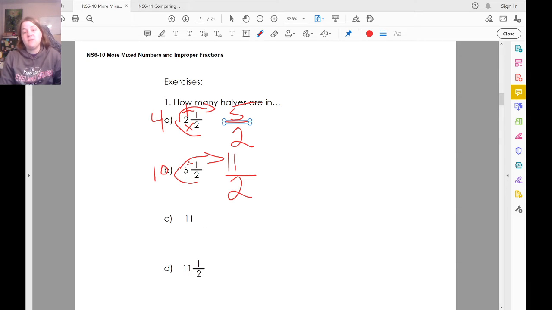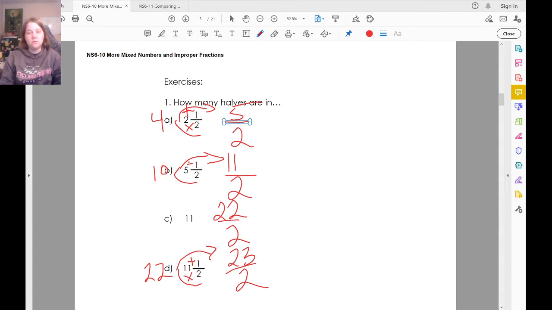If I have 11 pizzas, how many halves is that? Well, let's see, 11 pizzas, each split in half. 11 times 2 is going to be 22/2. And then we have 11 1/2. So we did 2 times 11, and we got 22, and then we're going to add that extra 1, because now we have 11 1/2 pizzas. So 22 plus 1 is 23/2.